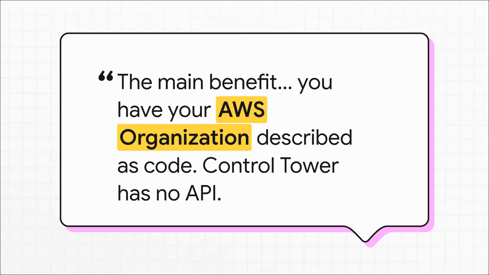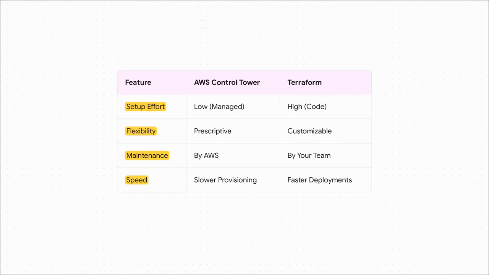This user points out the biggest advantage of Terraform. It lets you define your entire organization as code. This is a game changer because now you can use standard developer workflows, version control, peer reviews, automated pipelines for your infrastructure. That's something you just don't get with a click-based service like Control Tower, which, critically, doesn't have an API. So let's put them head-to-head.